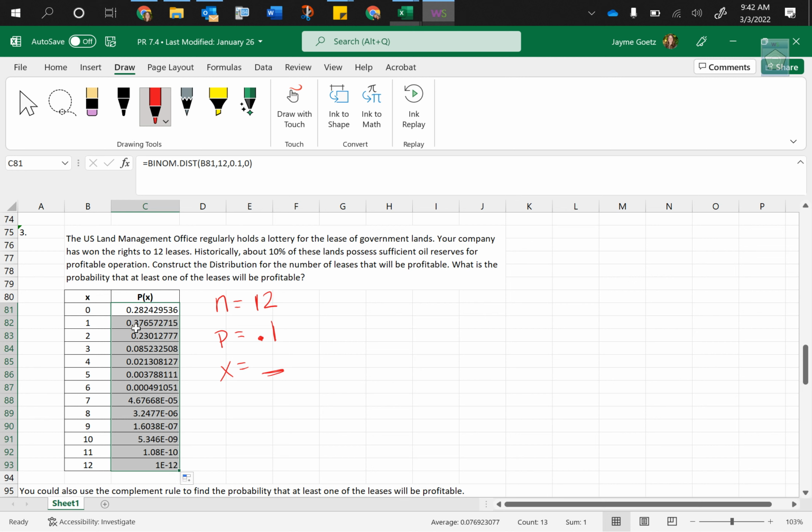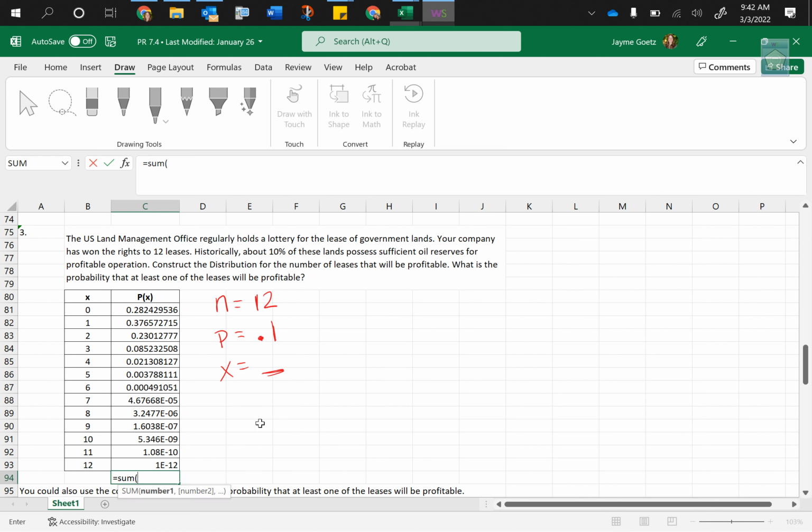Now, if you'll notice, the probability that you'll have 1 goes up a little bit, 2 then starts to go down, and then from there it steadily decreases until it's almost 0. But to make sure we did it right, I'm going to come down here and take the sum of it. And the sum of all of these should equal what? They should equal 1. And if you did it right, it should equal 1.